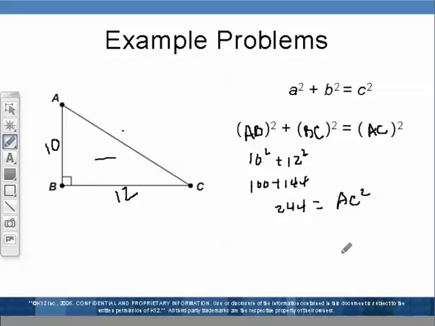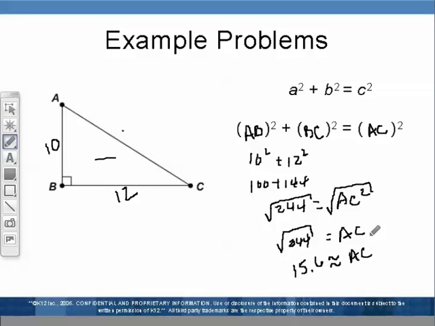And that's equal to AC squared. Well, one of the tricks we know in algebra is the opposite of squaring is the square root. Okay? And so we take the square root of both sides of that equation, and we get that AC is equal to the square root of 244. Now, in algebra, we go through a process of finding how to find that and what to do with that information. But in geometry, we just use our calculator and key it in real quickly, and we get that 15.6 is approximately equal to AC.